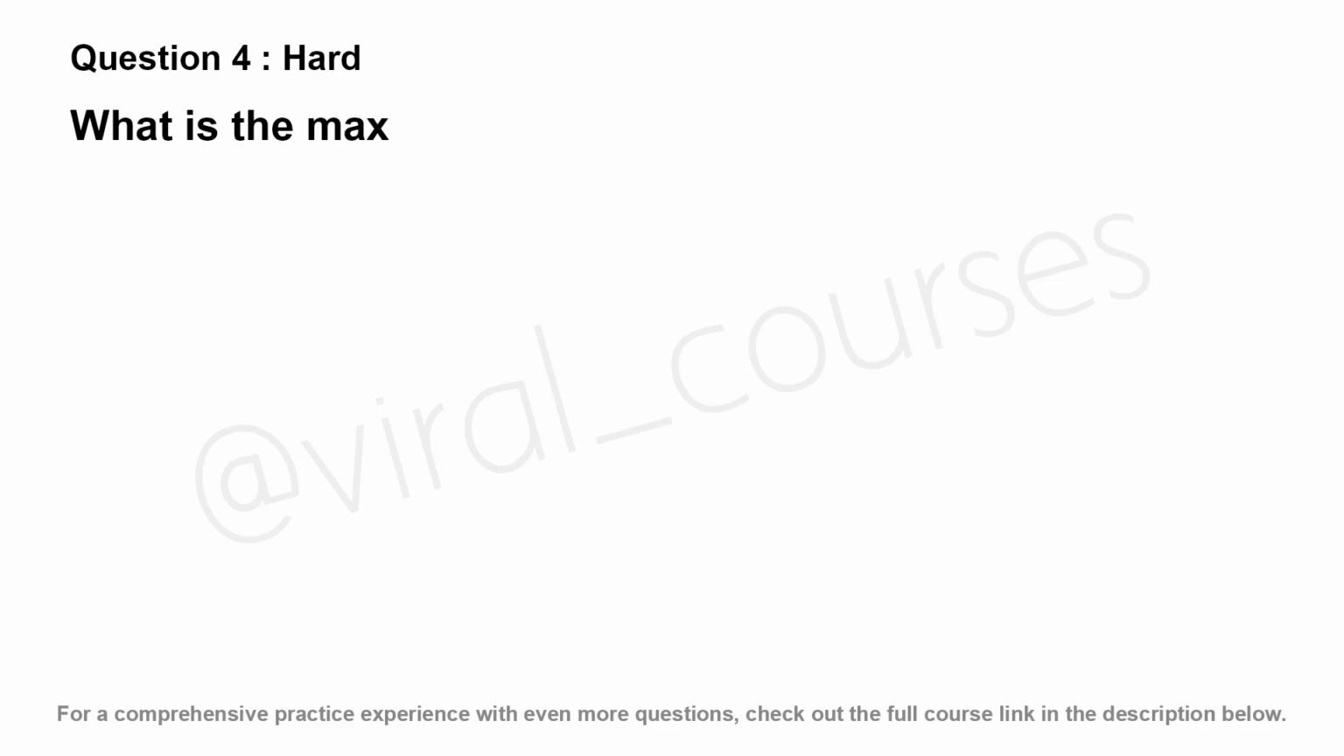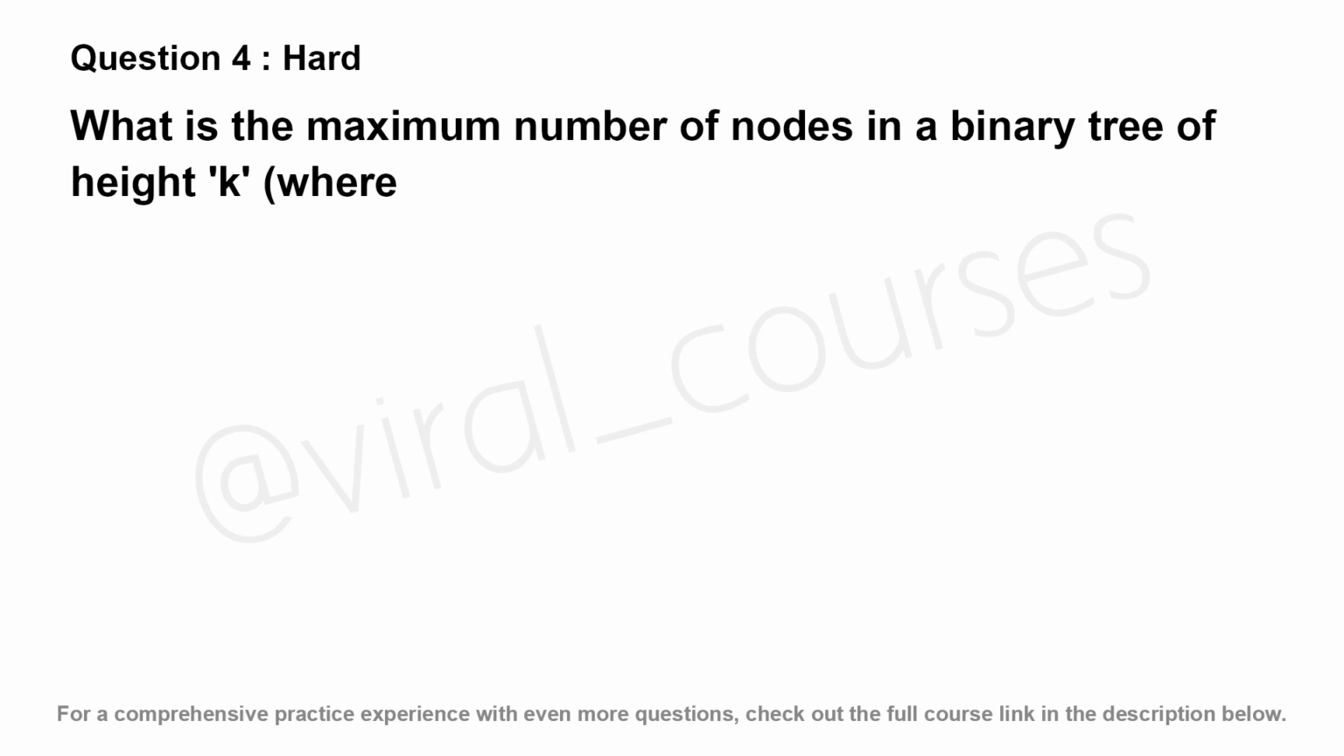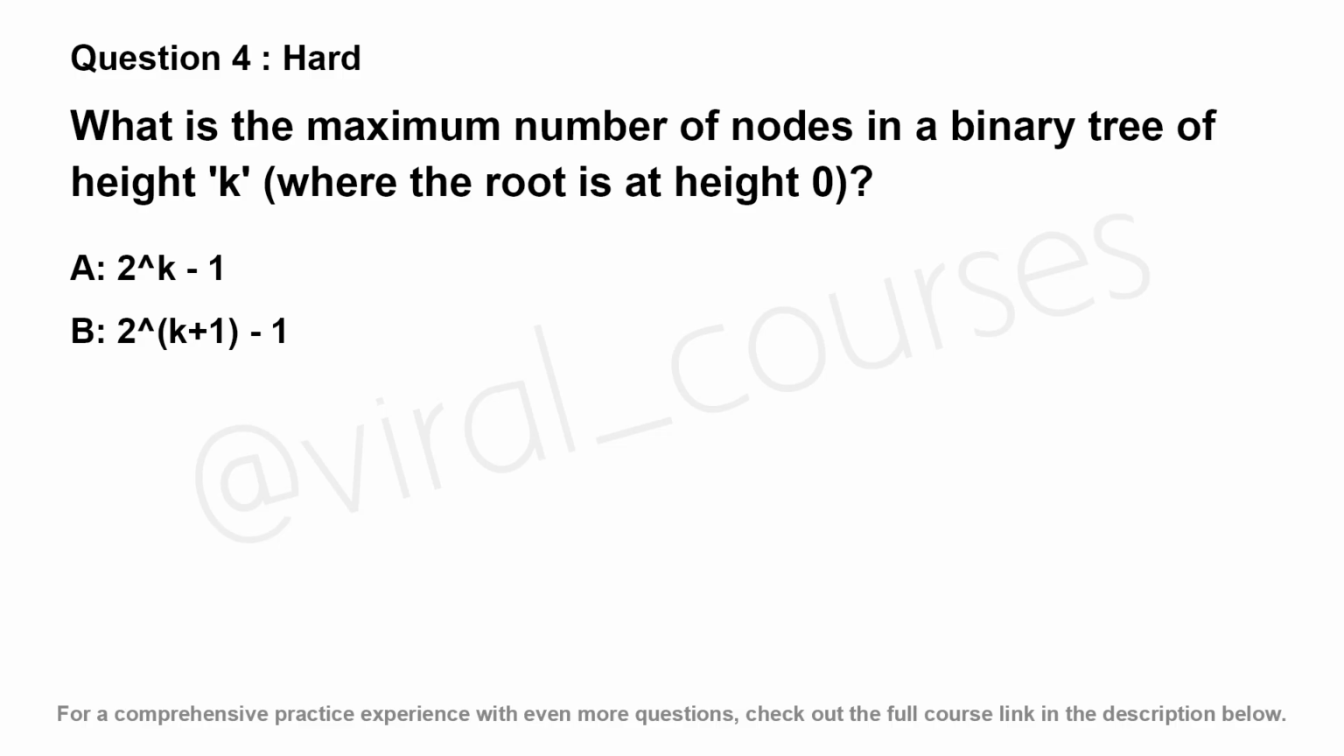What is the maximum number of nodes in a binary tree of height k, where the root is at height 0? Option A, 2^k - 1. Option B, 2^(k+1) - 1. Option C, 2^k. Option D, 2k.